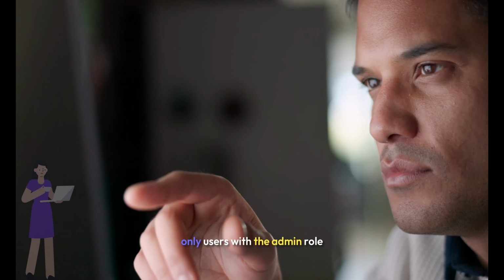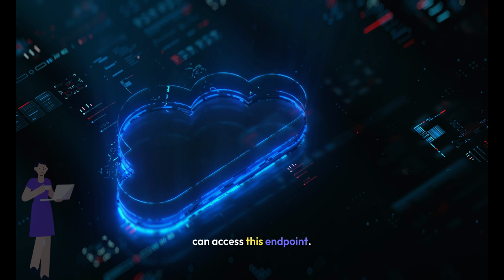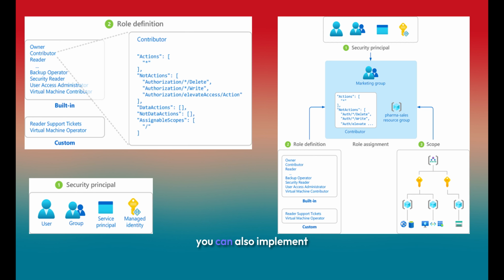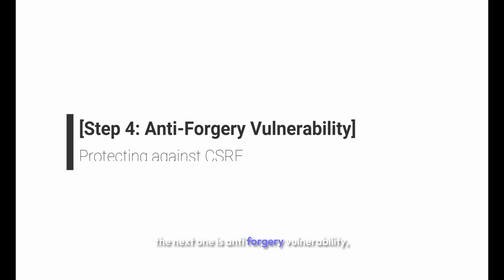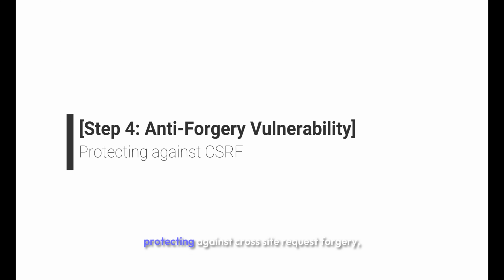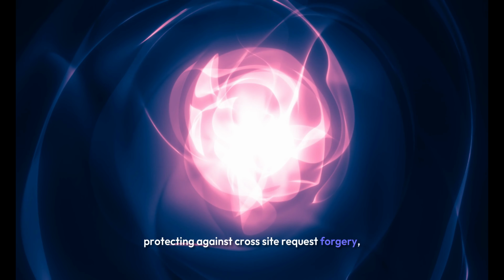Now, only users with the admin role can access this endpoint. In cloud environments, you can also implement role-based access control, which is RBAC, using services like AWS IAM or Azure RBAC. The next one is anti-forgery vulnerability, protecting against cross-site request forgery, CSRF.